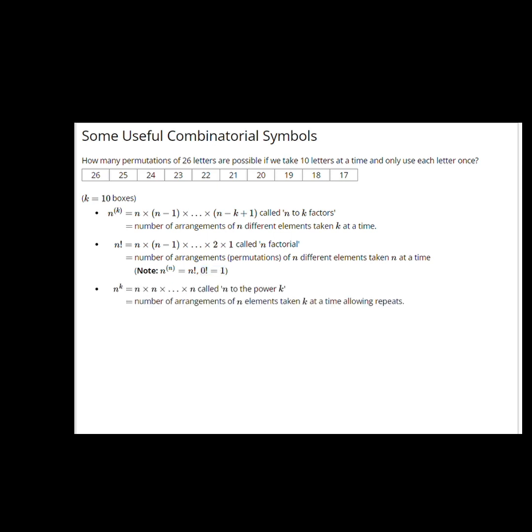N to the power k is, of course, also a product of n factors, all of them equal to n. This is the number of arrangements of n elements taken k at a time where we allow repetitions. Recall, of course, that 0 to the power 0 is equal to 1, and 0 factorial is equal to 1, which means that 0 to 0 factors is, by definition, 1. When k is a non-negative integer, we can write n to k factors as n factorial divided by n minus k factorial.